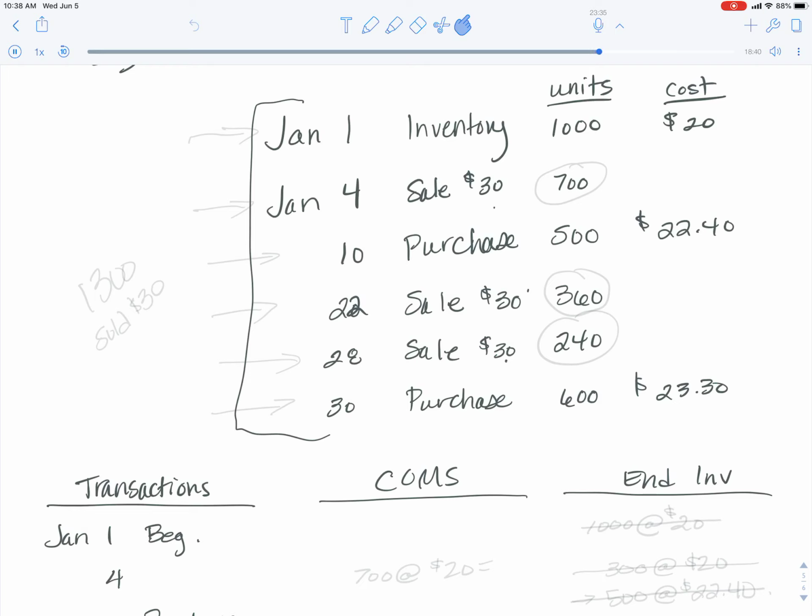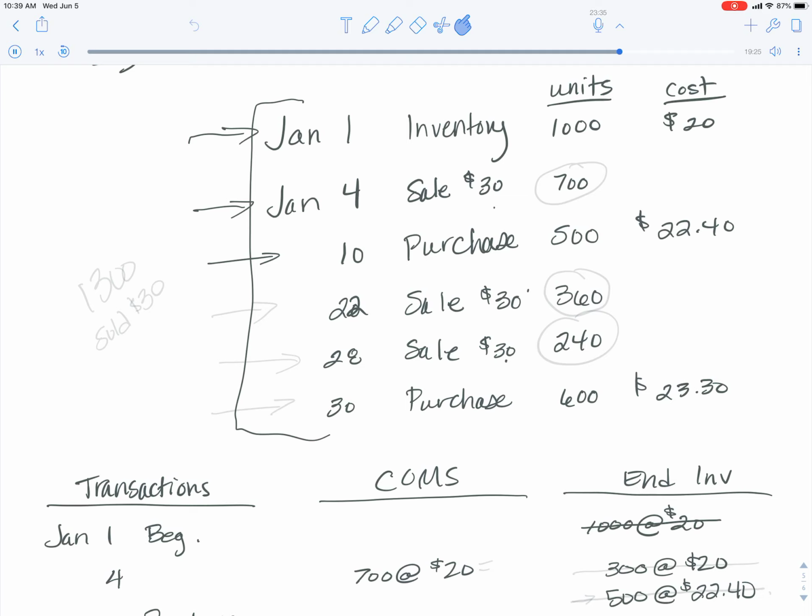Okay, so we're going to start off with our 1,000 units in beginning inventory. And on January 4th, we sold 700 units. We only have 1 layer to choose from, so we're going to sell those at $20. That's the only shelf we have. So now let's take 700 off the shelf. We only have 300 left on the shelf. Then on January 10th, we purchased 500 more. So now we have 300 units on a shelf at $20 and 500 units on a shelf at $22.40.